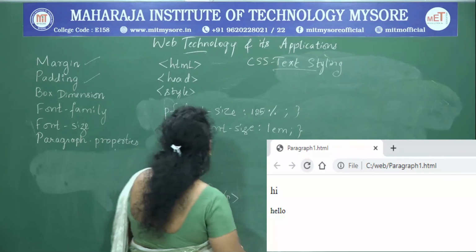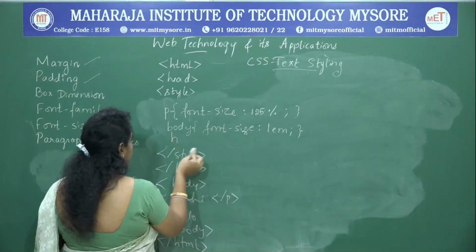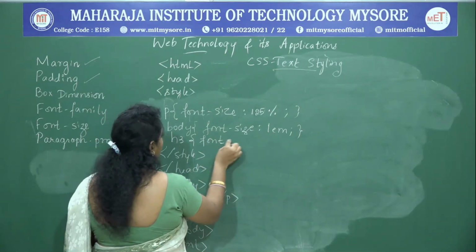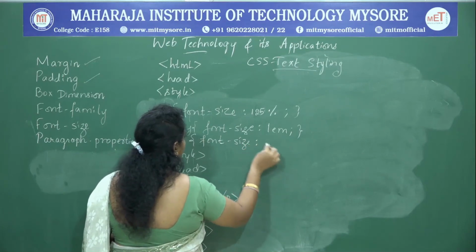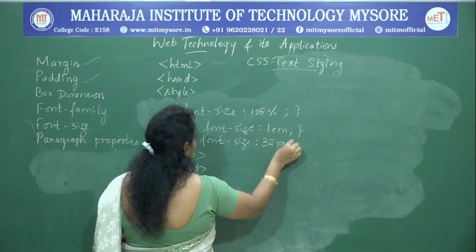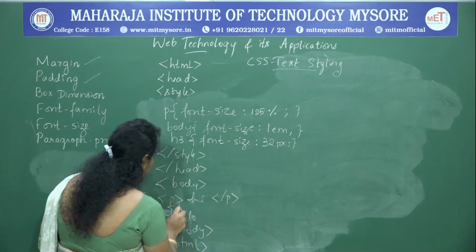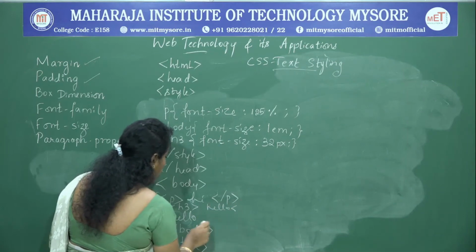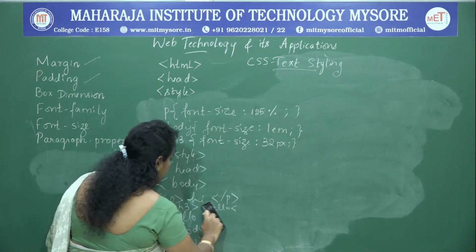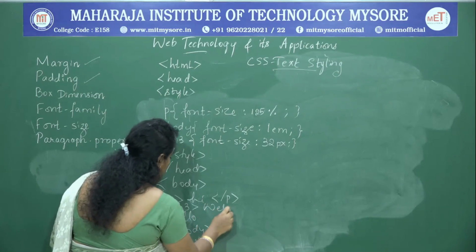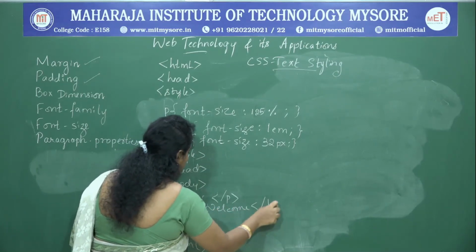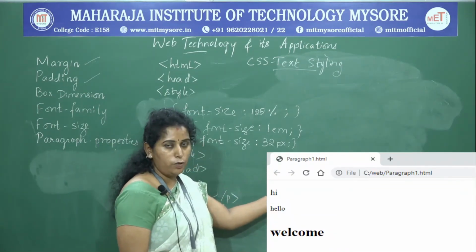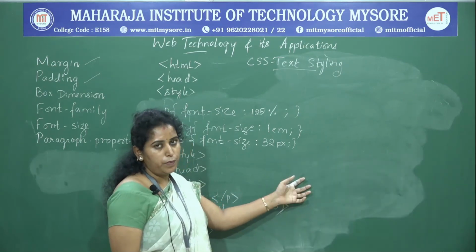size. Now let me take another example, that is H3. For H3 font size I am giving 32 pixel. Now here I will print a message H3 and I will give hello. Hello is already printed, right? I will give welcome, close H3. Now let me run the program, so you can clearly notice the difference in the output.